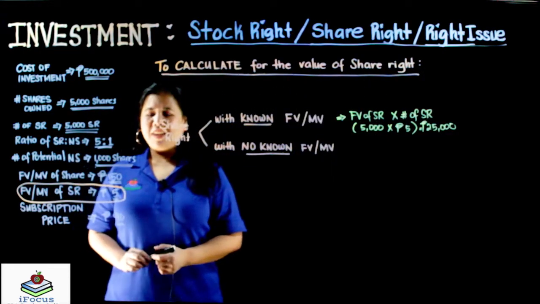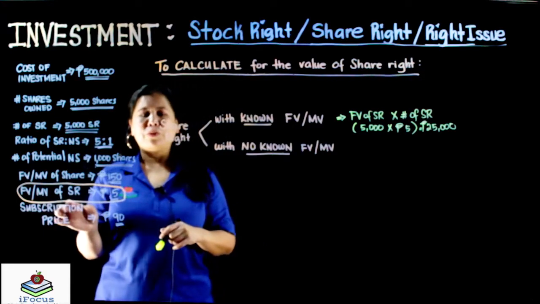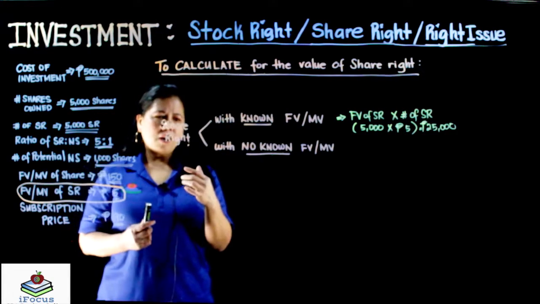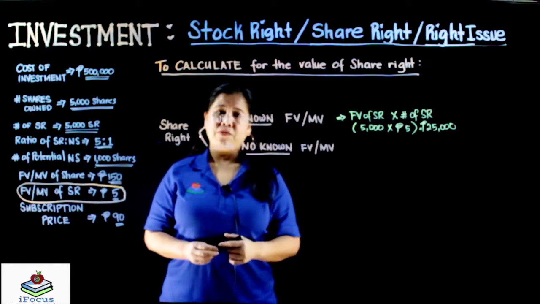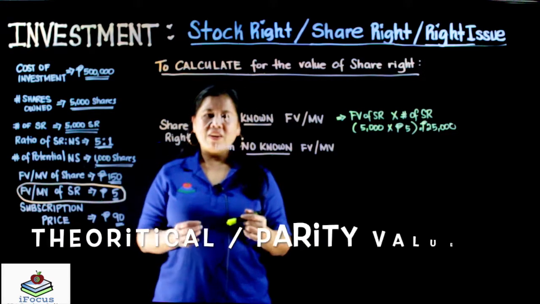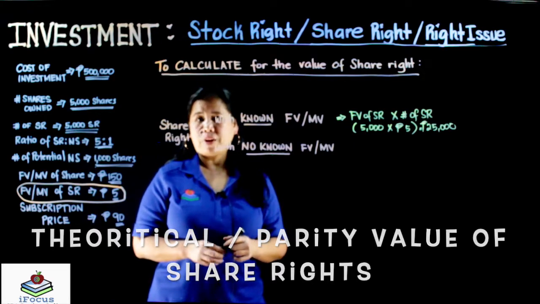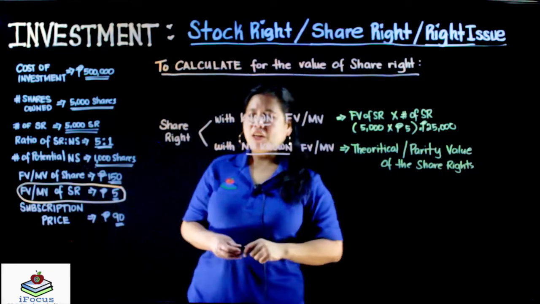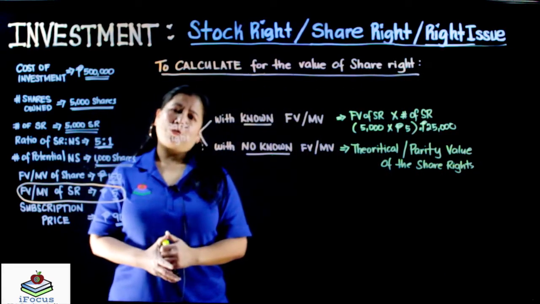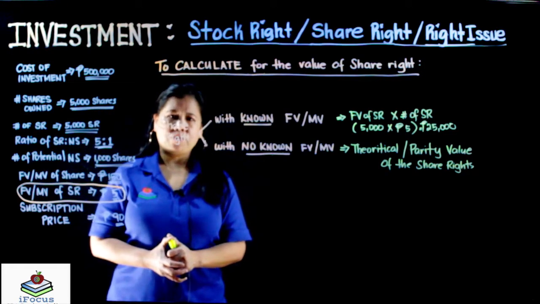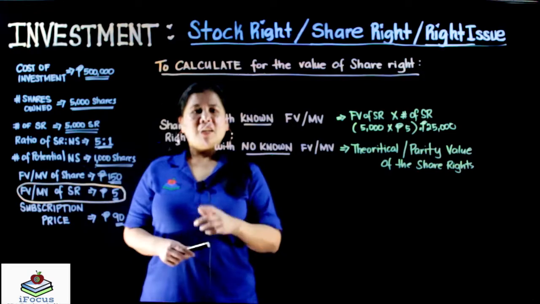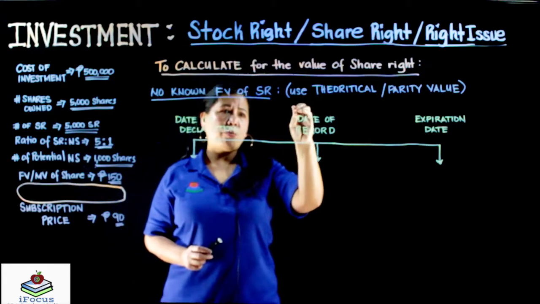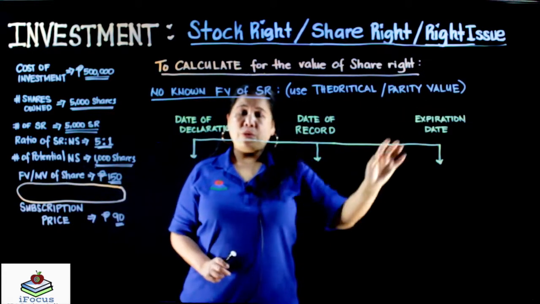So, ang problema natin is kapag hindi given ang fair value or market value ng ating stock rights. So, ano ang gagawin natin? So, when the problem with no known fair value or market value, ang gagamitin natin ay theoretical or parity value of the share rights. Alright, so yan po ang gagamitin natin. Paano nga ba itong theoretical or parity value of the share rights? Paano natin siya kinakalculate? Ganito yan. So, if there's no known fair value of the stock rights, we will use what we call theoretical or parity value of the stock rights.